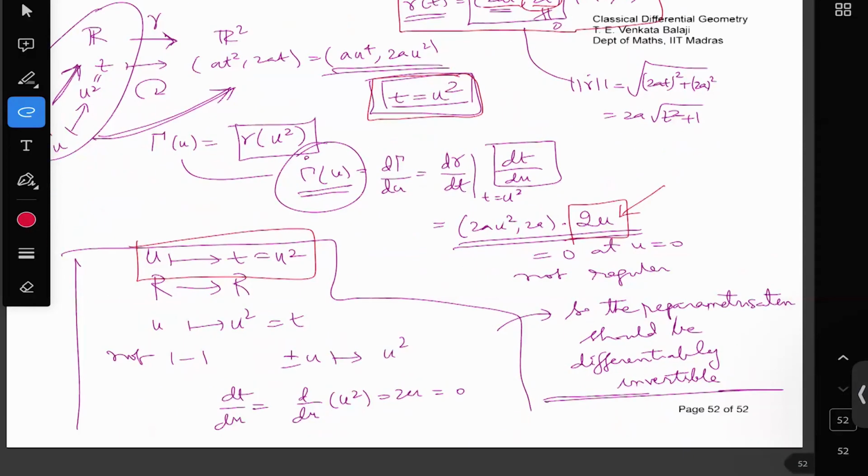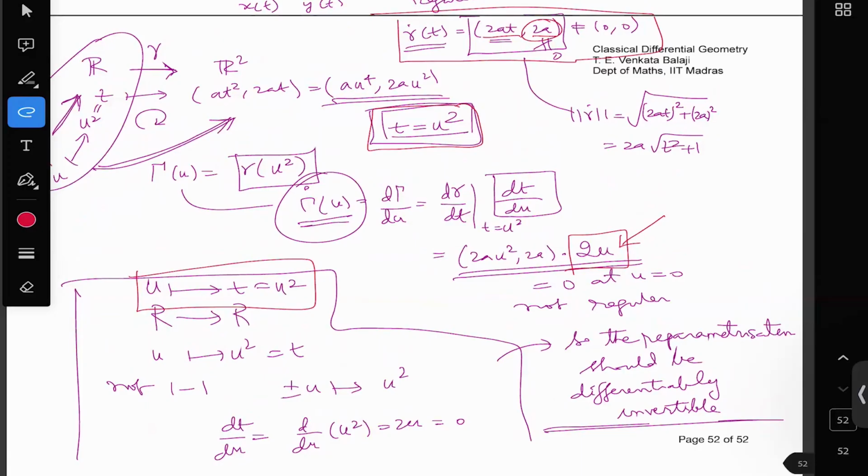Then the second thing is, of course, that this function itself, t equal to u squared, if you differentiate with respect to u, you get 2u. Then the problem is that 2u vanishes at u equal to 0. So the derivative vanishes.